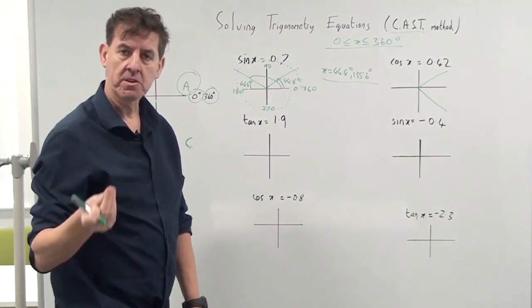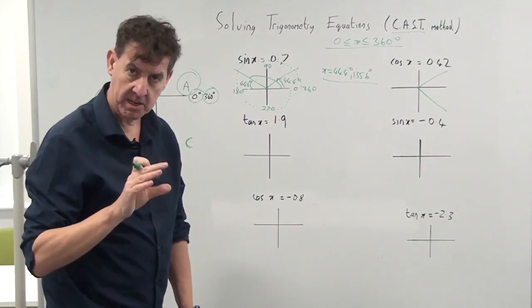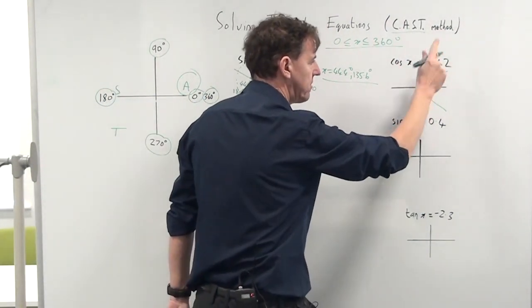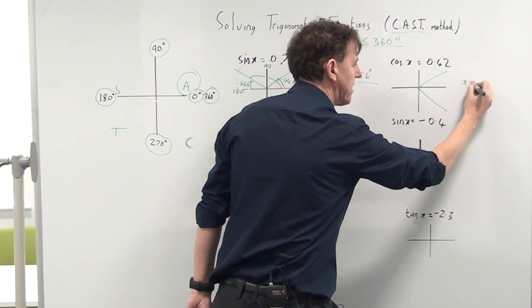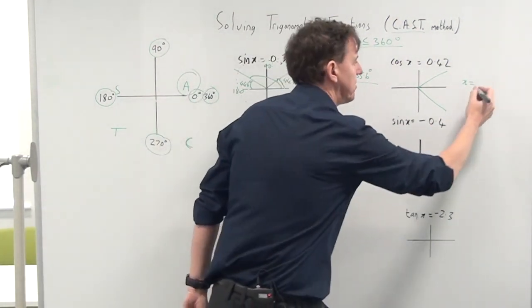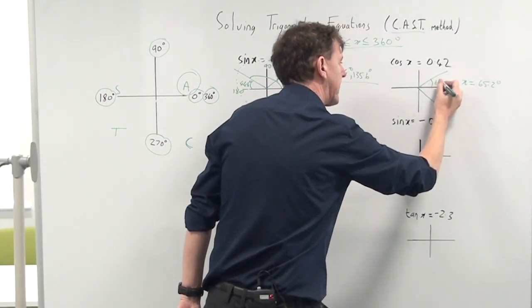All I now do is go to my calculator, and my calculator will confirm one of those lines. Okay, it will definitely tell me that it's correct. So what do I do? I do cos inverse of 0.42, and it will give me an answer. The answer in this particular case is 65.2 degrees. I write that in. That's that angle there.